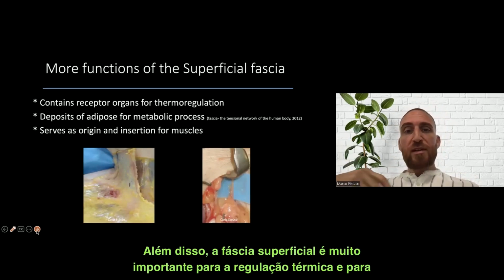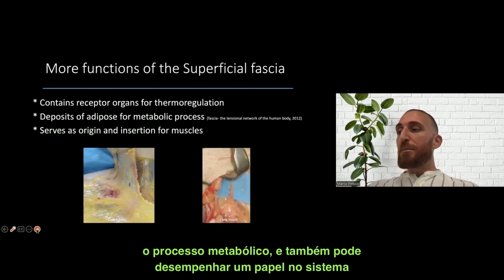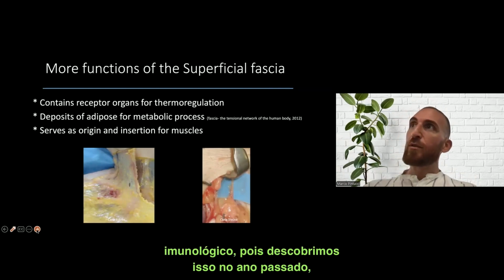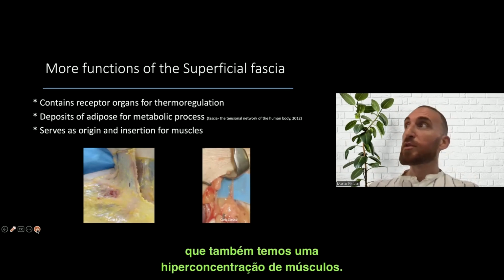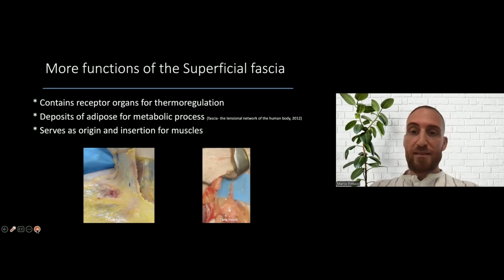Also, superficial fascia is very important for thermoregulation, metabolic process, and may also play a role in the immune system, because since last year we have discovered that it also has a high concentration of mast cells.